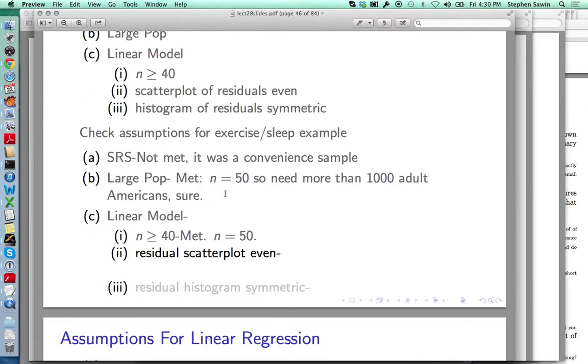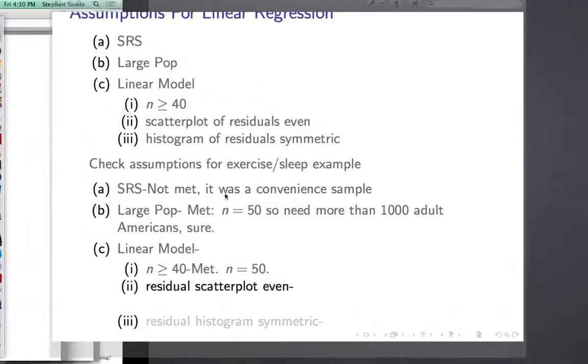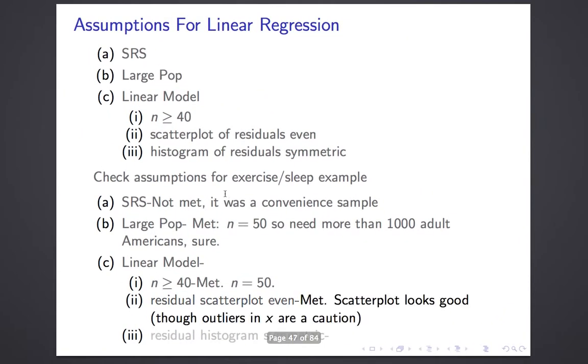So we said that the residual scatter plot was reasonably even, though the outliers in x are a caution, and the residual histogram was reasonably symmetric, slightly left skewed. So the linear model assumption is met.